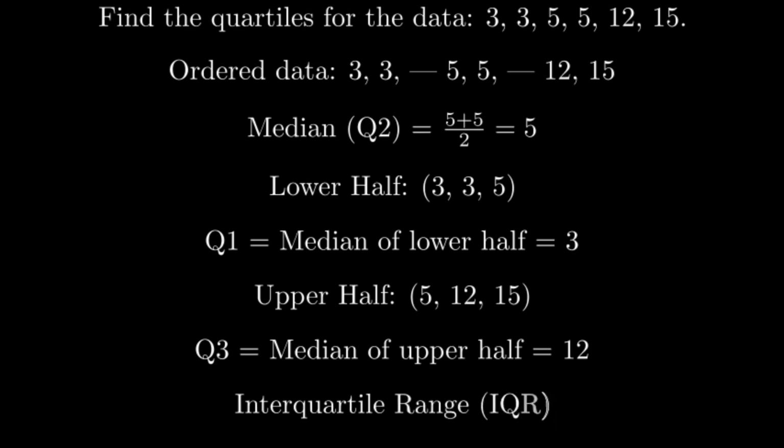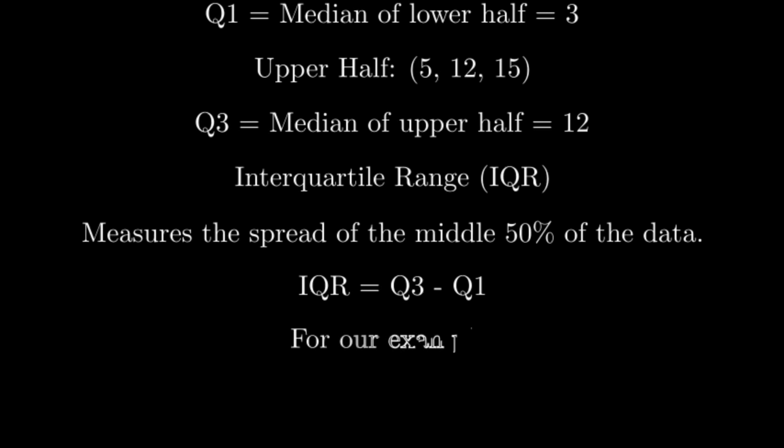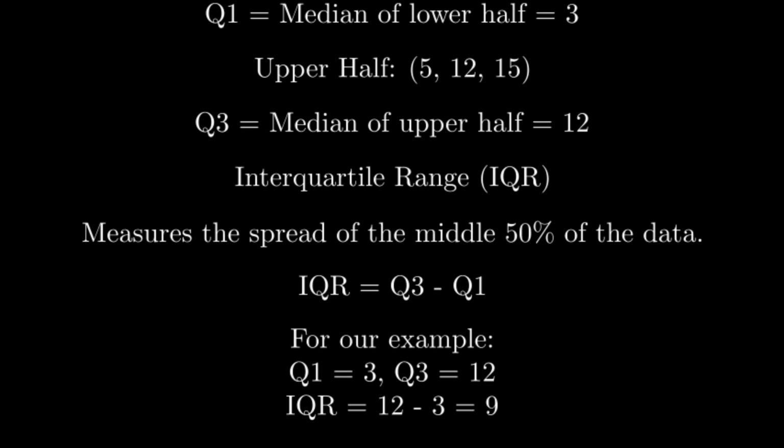The interquartile range, or IQR, is the distance between the third and first quartiles. It tells us the range of the middle half of our data, which makes it resistant to the effects of very high or very low values. For our example, Q3 was 12 and Q1 was 3. So the IQR is 12 minus 3, which equals 9. This means the middle 50% of the song lengths in this dataset span a range of 9 minutes.